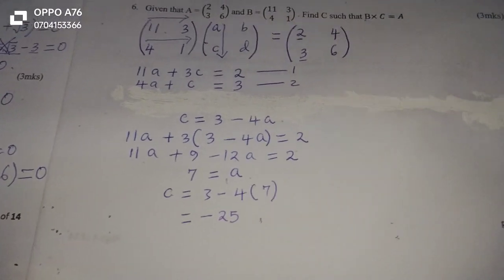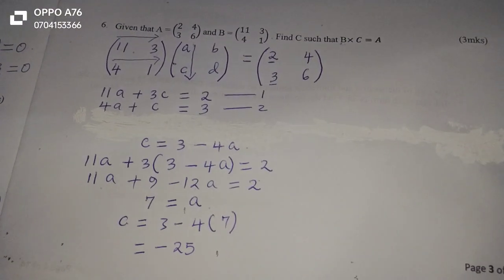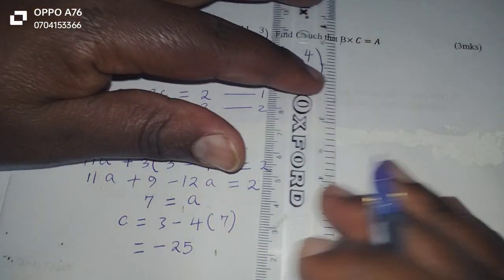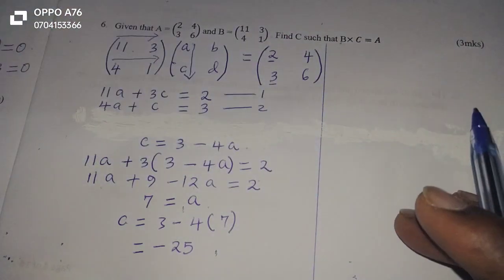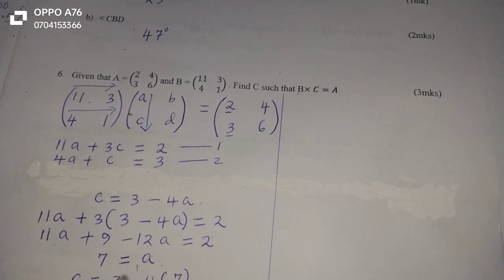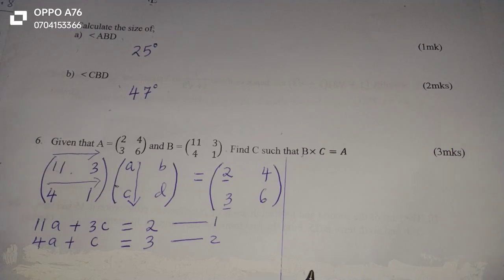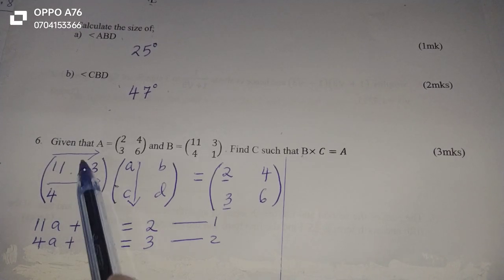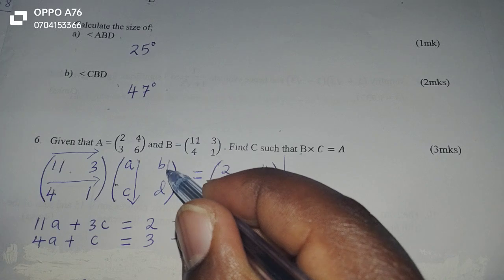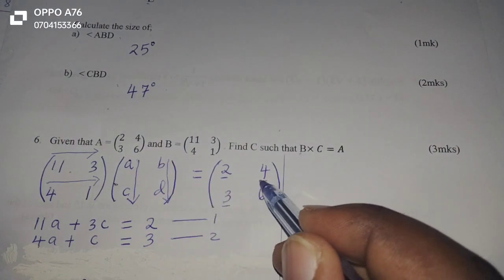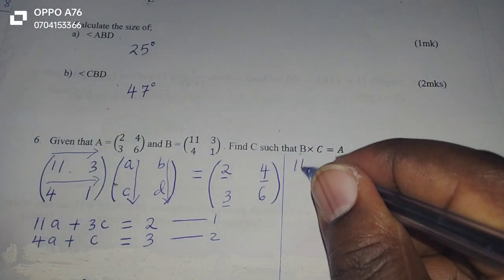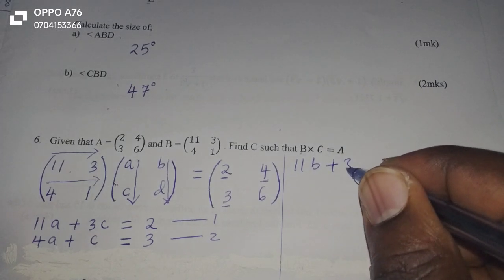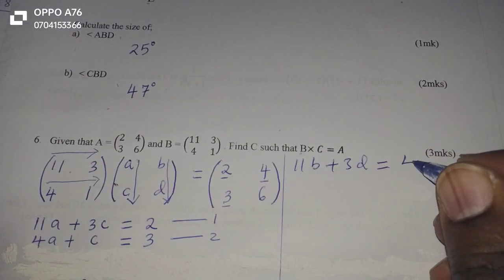Negative 25. So now with A and C, we can proceed to get the other two elements which are yet to be found, so that we can express our matrix. So now I'll be going again back to the matrix, and we talk about the first row times the second column here. Now we will get the element at this point, that is according to the multiplication of matrices. So 11B plus 3D, we're supposed to get 4.